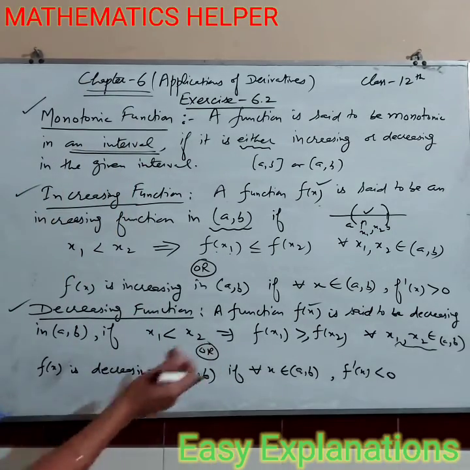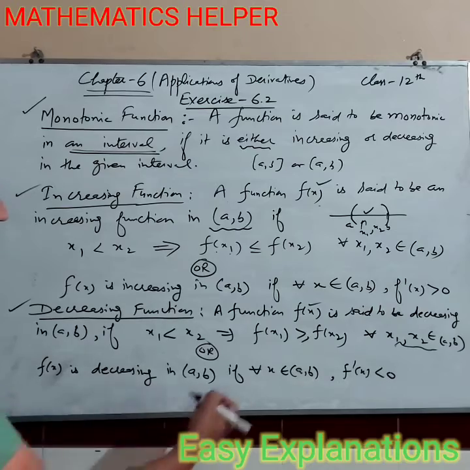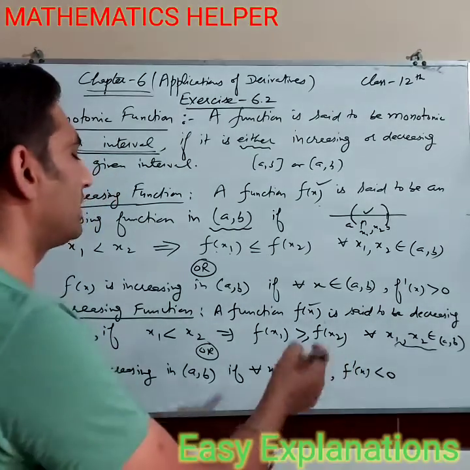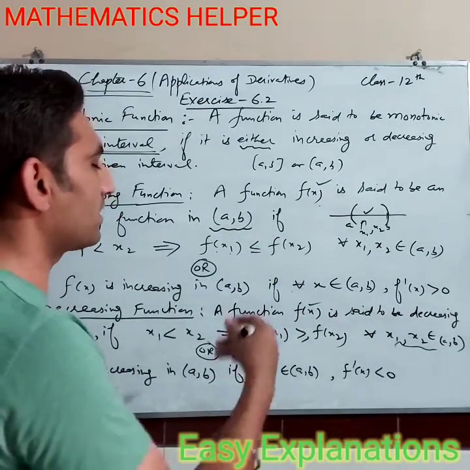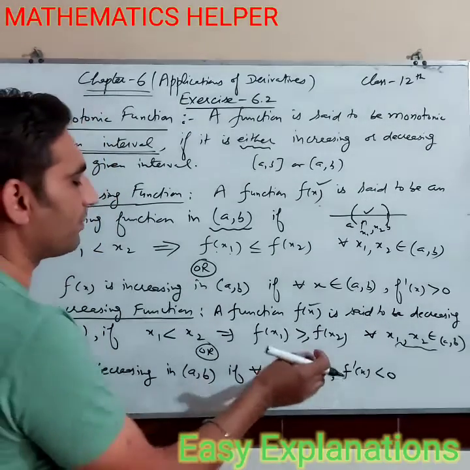Now, there is another method in the form of derivatives. That is, f(x) is said to be decreasing in AB if for all x belonging to the open interval, the derivative gives an answer less than 0, means the answer will be negative for the derivative for all the points in this open interval.